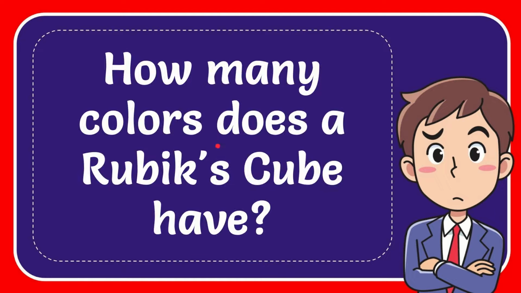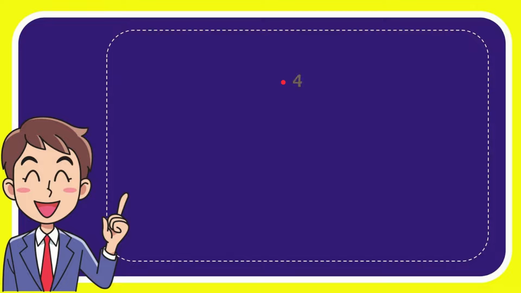In this video, I'm going to give you the answer for this question. The question is, how many colors does a Rubik's Cube have? Well, I give you a list of the options, and here is the list of the options: 4, 6, 8, 10, and the correct answer for the question is 6. That's the answer for the question.